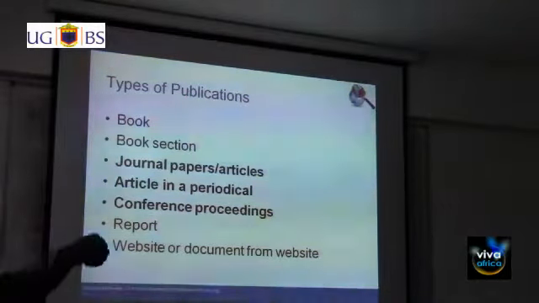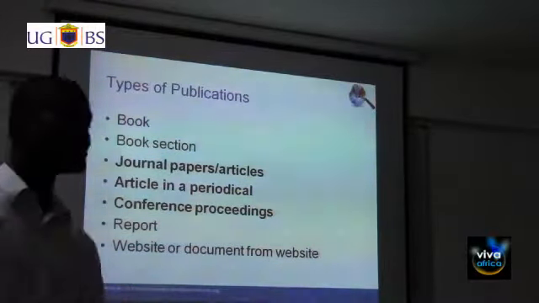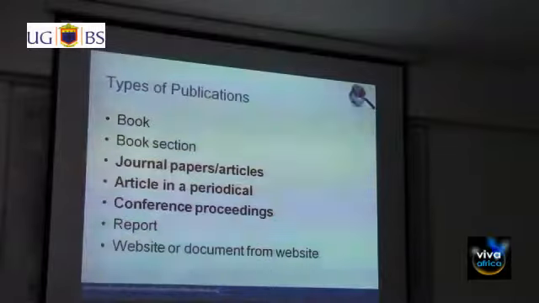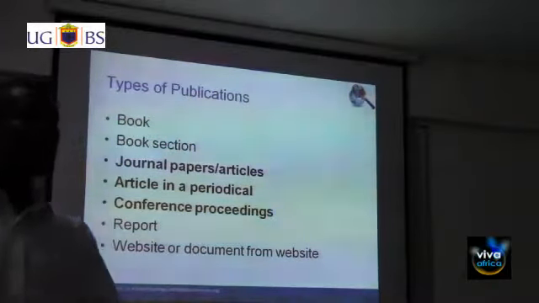Then the most common one we normally use is the journal papers or articles. You can look from JSTOR, Emerald, Science Direct. You can also have articles in periodicals, like a magazine or an industry report.